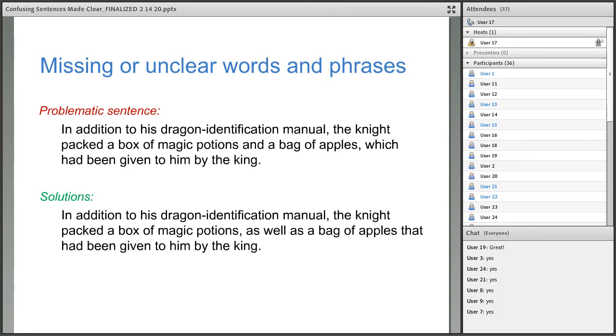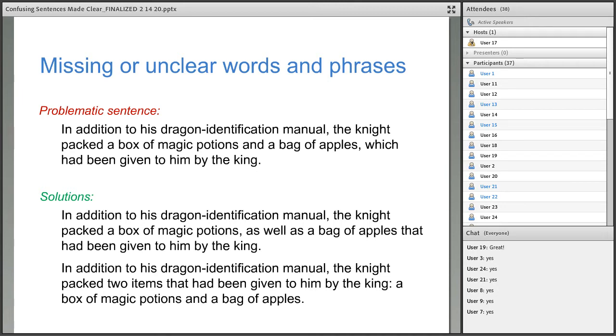If only the bag of apples was from the king, the sentence could be rewritten as, "In addition to his dragon identification manual, the knight packed a box of magic potions as well as a bag of apples that had been given to him by the king." If both the magic potions and the apples were gifts from the king, the sentence could be changed to, "In addition to his dragon identification manual, the knight packed 2 items that had been given to him by the king: a box of magic potions and a bag of apples."